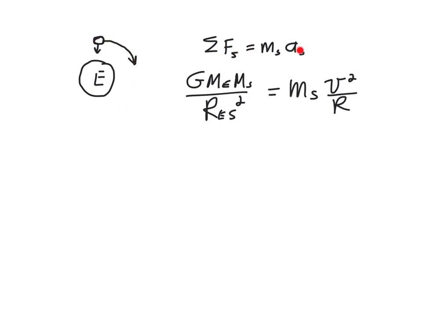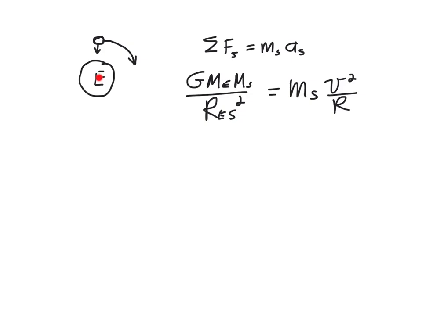So we go to Newton's second law that says that the sum of the forces on the satellite have to equal the mass of the satellite times the acceleration of the satellite. So the force on the satellite is this, G times the mass of the Earth times the mass of the satellite divided by the distance from the Earth to the satellite squared.